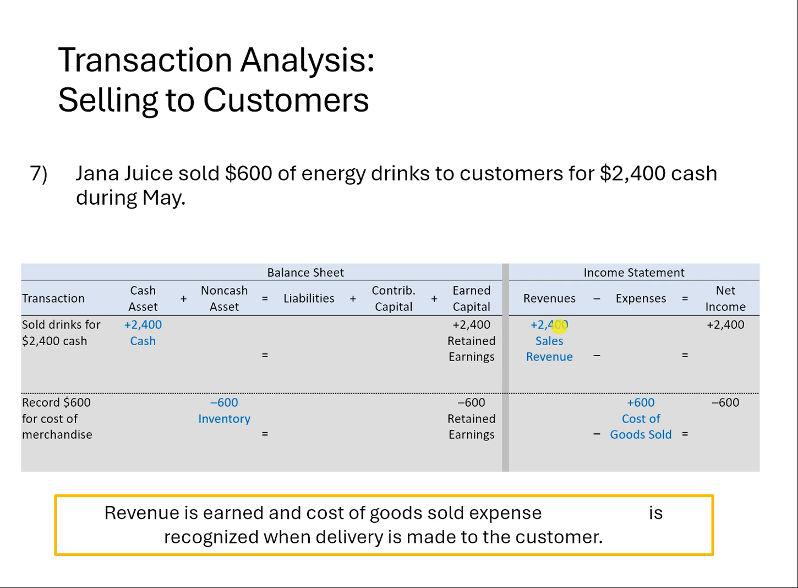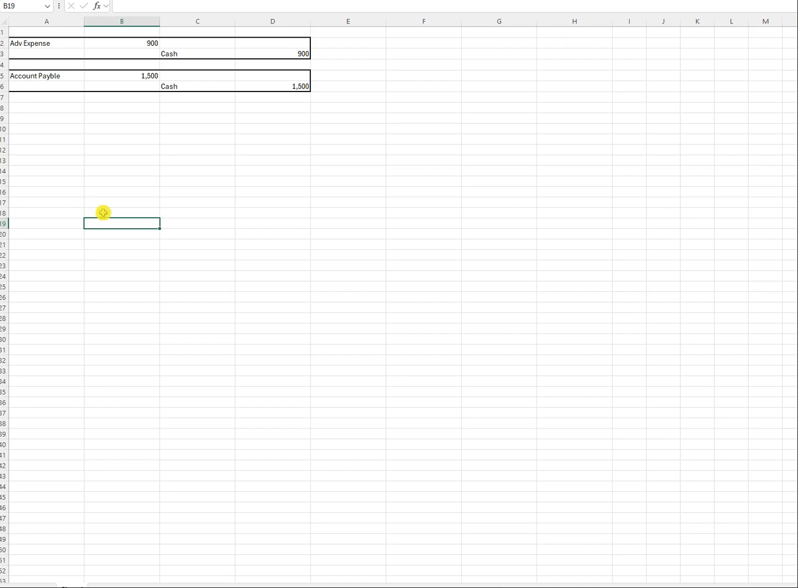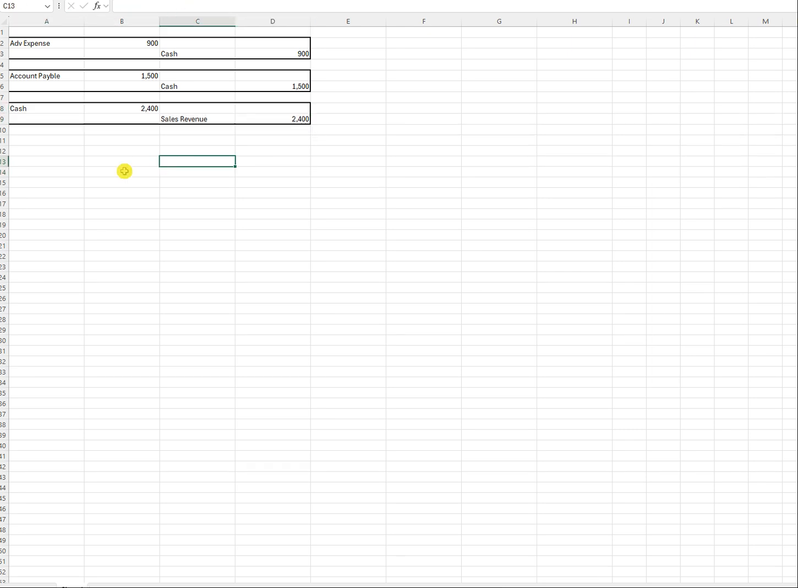Okay, so I'm going to record a journal entry. Remember, it's paid cash, so it's cash sales, not credit sales. So we're going to debit cash, and credit sales revenue. Increase cash, increase revenues.